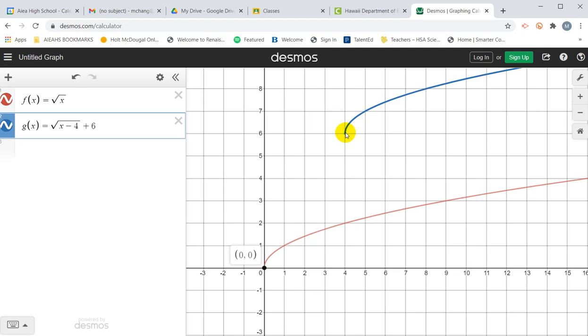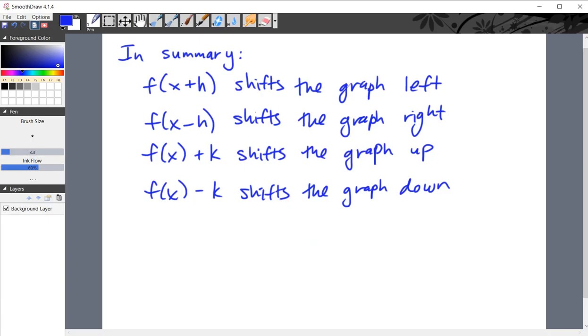Okay, so let's create a summary of what we just went over. All right, so in summary, just think of this all as what we did with the transform function, g of x.